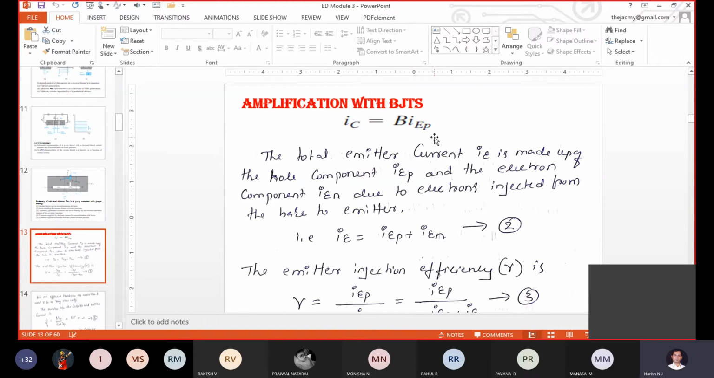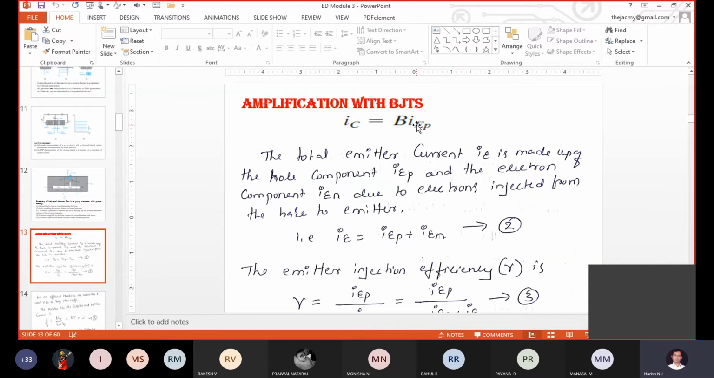I will repeat once again because please don't get confused with the notations. If you understand the meaning of the notations, you can easily understand the meaning of the equation. If you didn't get it, please ask me once again, I will explain, no problem for me. IEP stands for the hole component of the emitter current. The emitter current exists due to two components: one is the hole component, the other is the electron component. Here we have taken the PNP transistor, right? In a PNP transistor, obviously the majority current is constituted due to holes only. Hence I have taken IEP.